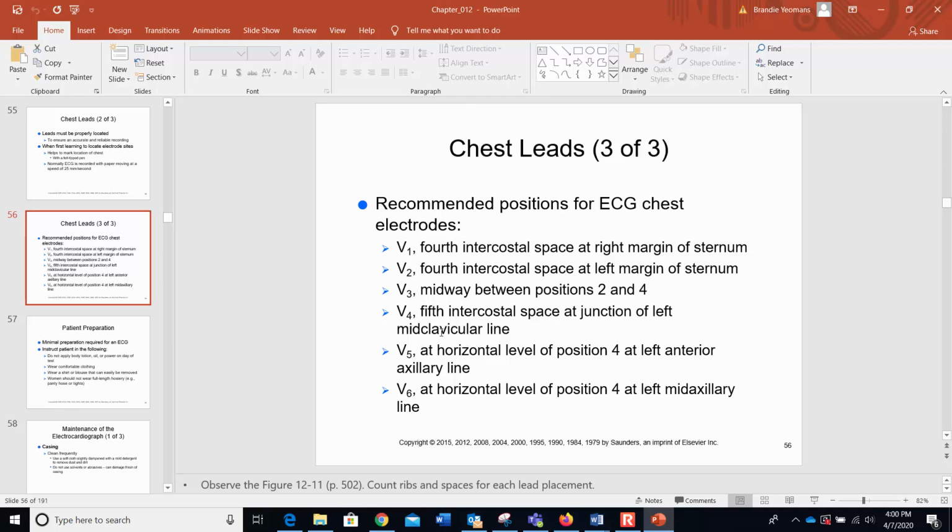Typically that's going to be about nipple line, and that's going to be the 5th intercostal space, so a whole intercostal space down and over. Then you'll come back and put V3 between the positions of 2 and 4. So you start out by putting V1 and V2, then you come and do V4, then you come back to do V3. Then once you have V3 in place, you come and do V5, which is going to be horizontal to the level of position 4 and at the left anterior axillary line.